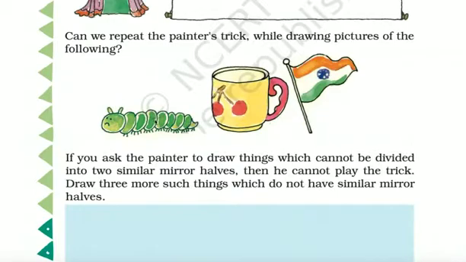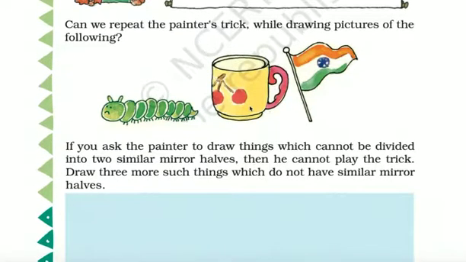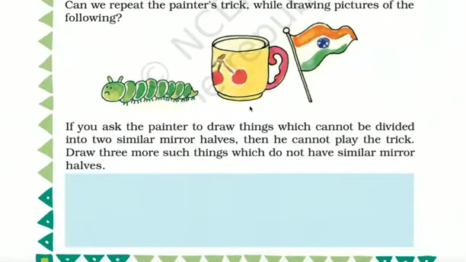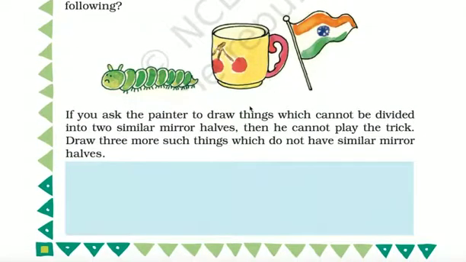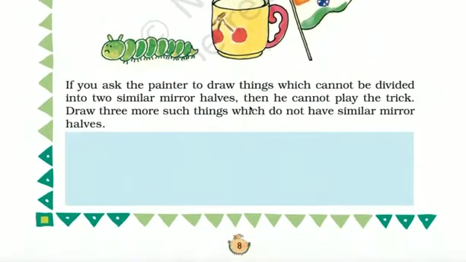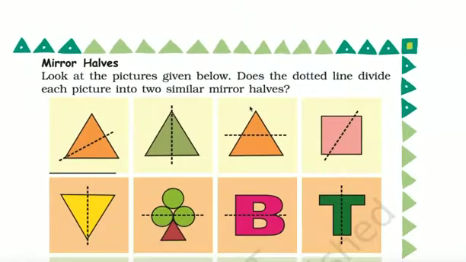Where will we put the mirror? Hmm? That is not possible for this and for this. Okay. If you ask the painter to draw things which cannot be divided into two similar mirror halves, then he cannot play the trick. Draw three more such things which do not have similar mirror halves. Okay, that is your work.